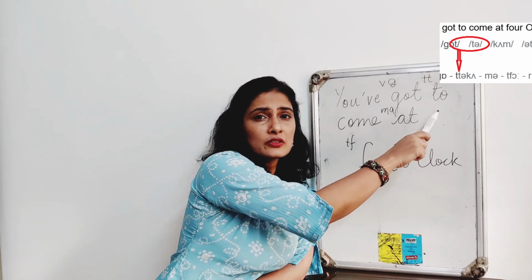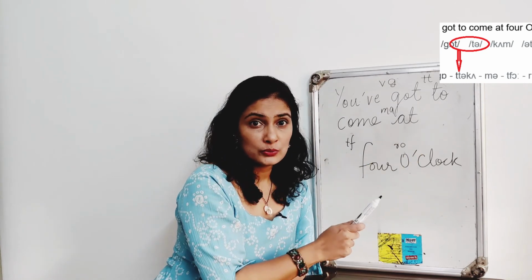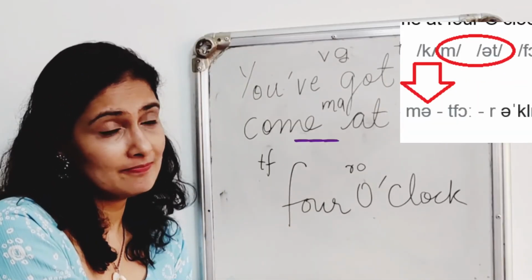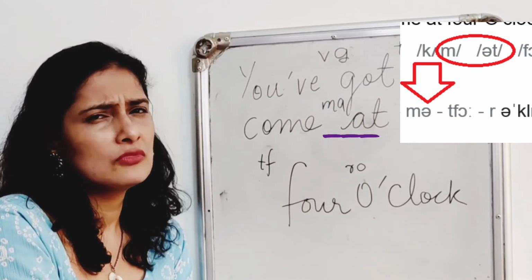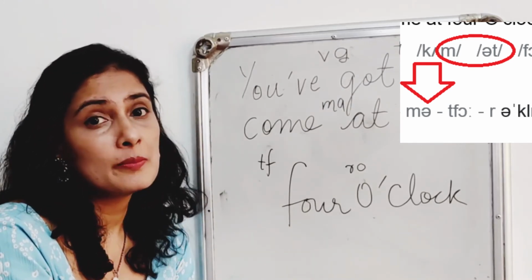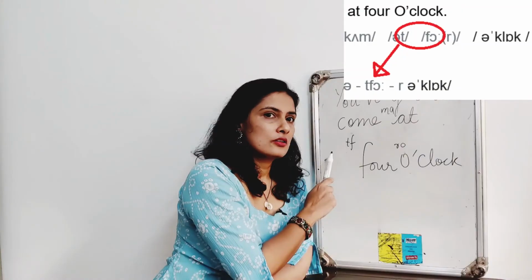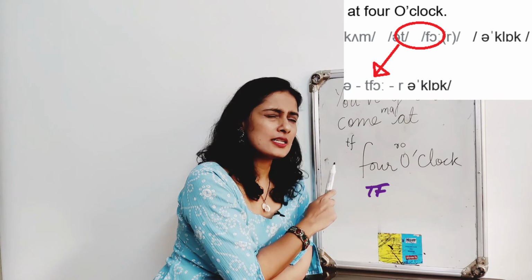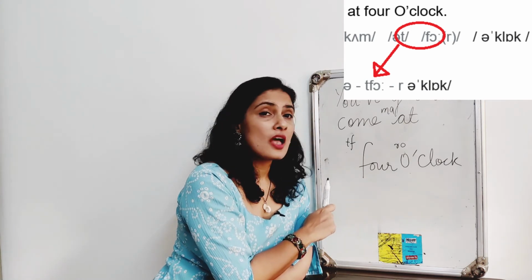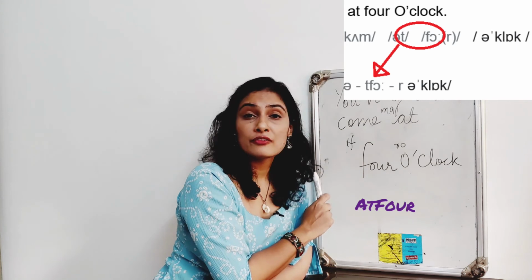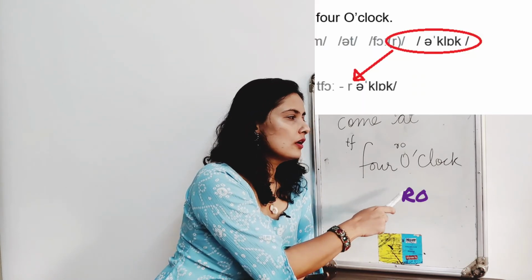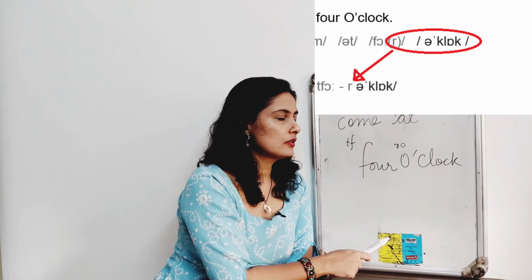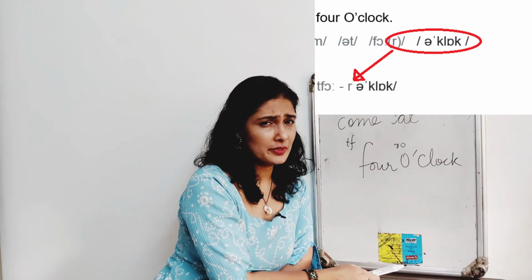Stop consonant, stop consonant. "Got to." Continuous consonant. Vowel sound. Not a problem. "Come at." Piece of cake. Stop consonant and continuous consonant. Let's ignore the stop consonant a little bit. "At 4. At 4 o'clock." Continuous consonant. Continuous consonant. Oh, vowel sound. Not a problem. Easy peasy.